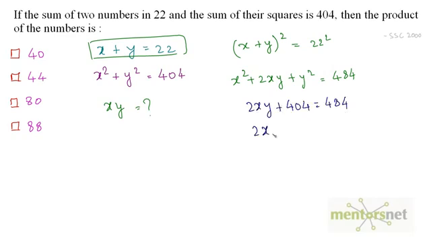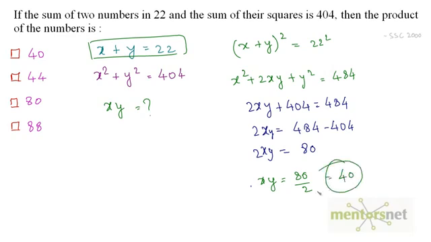Now 2xy is equal to 484 minus 404, and 484 minus 404 is equal to 80. So 2xy is equal to 80, but we want the value of xy, so xy is equal to 80 by 2, and that is equal to 40. So option A.